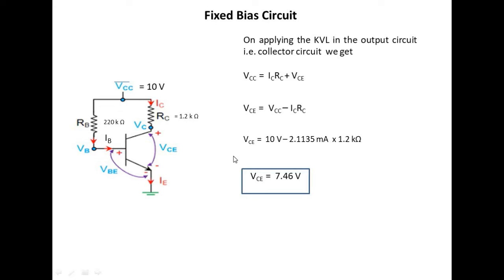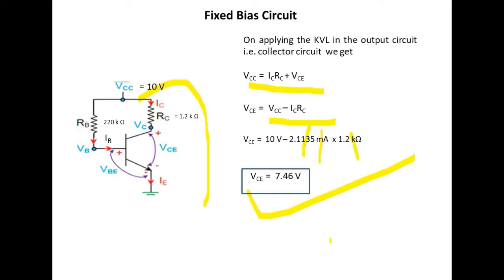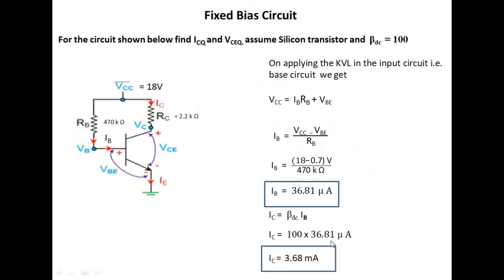Now we have to calculate VCE. So on applying the KVL on the output section, we get VCC is equal to ICRC plus VCE. So VCE will be equal to VCC minus ICRC. So VCE is equal to 10 volt minus 2.1135 milliampere into 1.2 kilo ohm. This milli and this kilo will cancel out with each other. So we will be getting the VCE as 7.46 volt.